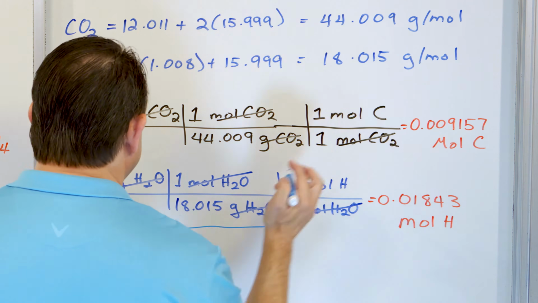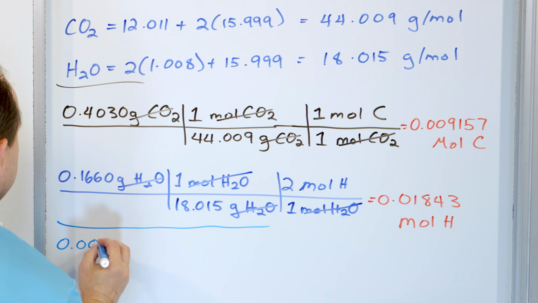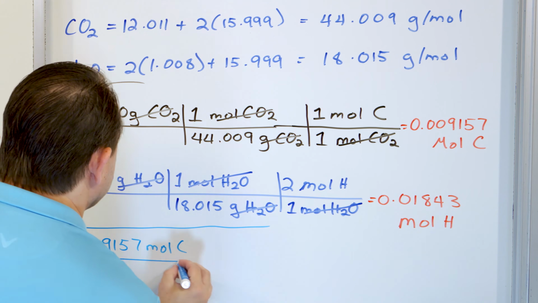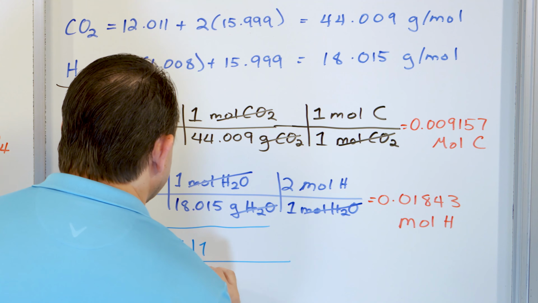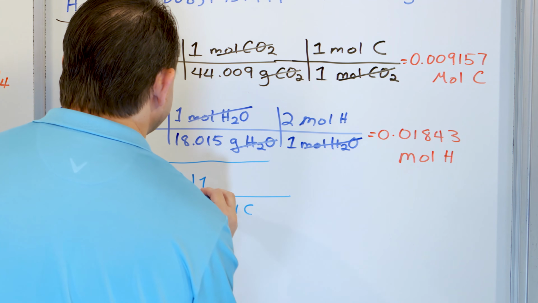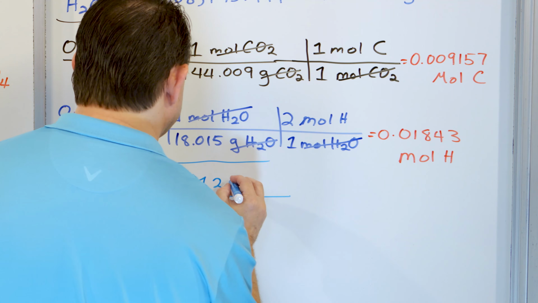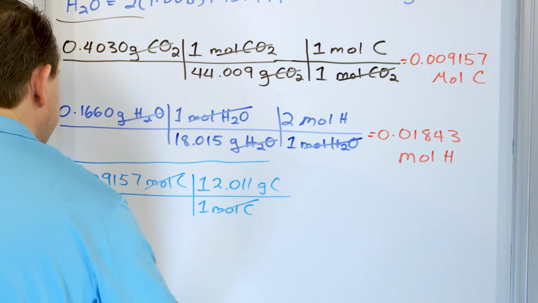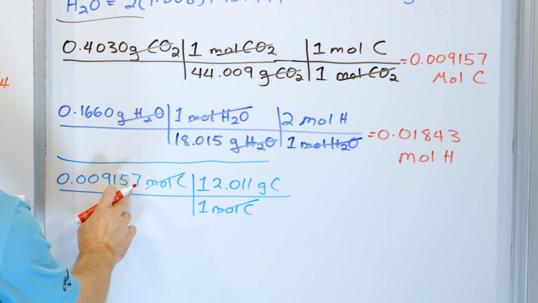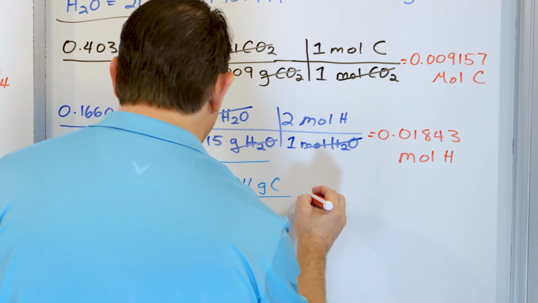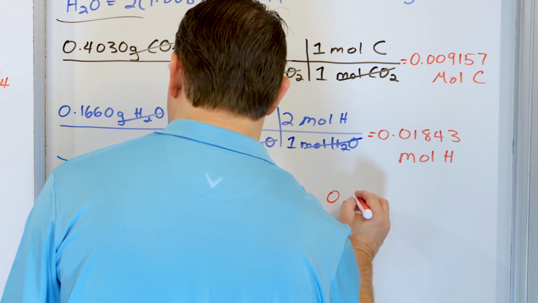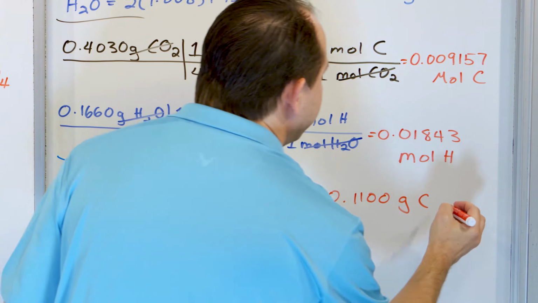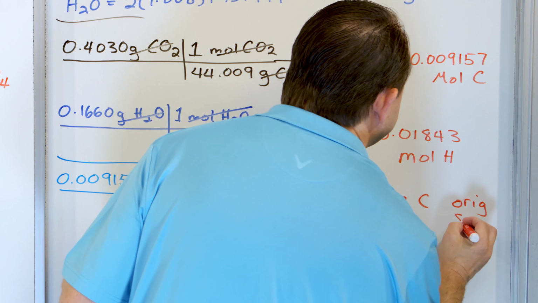So let's start out with the carbon. 0.009157 moles of carbon. All right, but we know that 1 mole of carbon is 12.011 grams of carbon. Cancel, cancel. So what we can do is take the 0.009157 and then multiply by 12.011, and what we get is 0.1100 grams of carbon. This is in the original sample. Right?